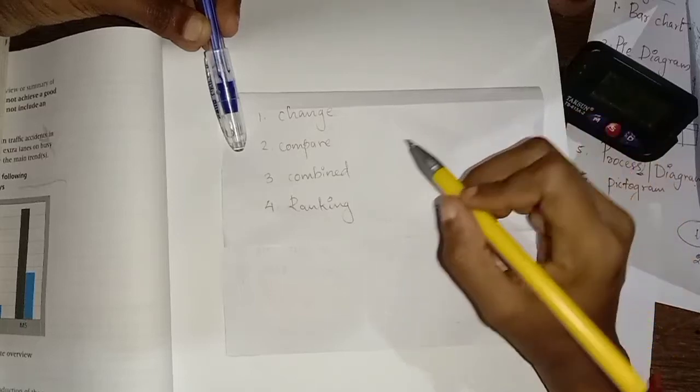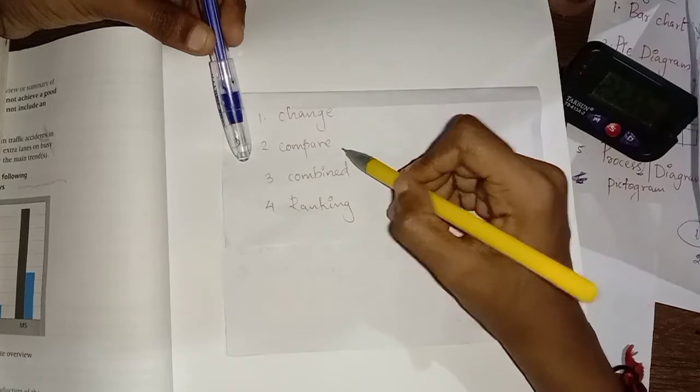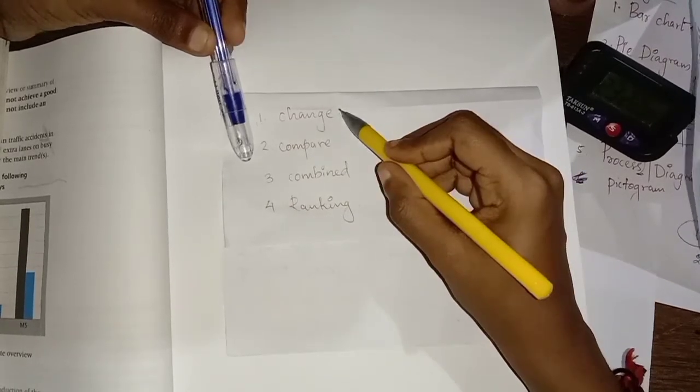There are only four types. One is change, one is compare, one is combined, and the other one is ranking. I'll tell you what is change.